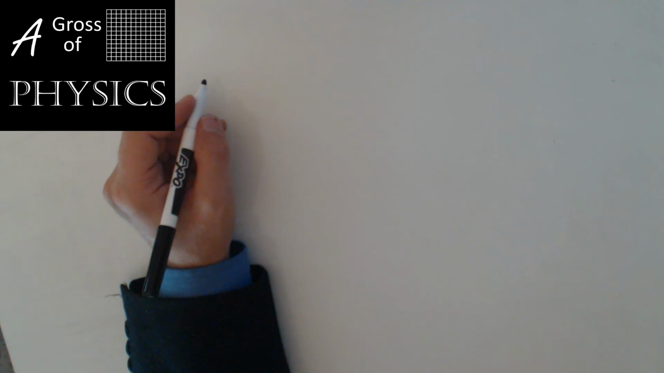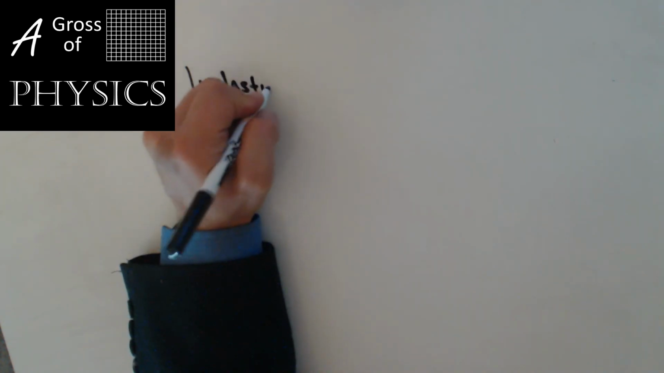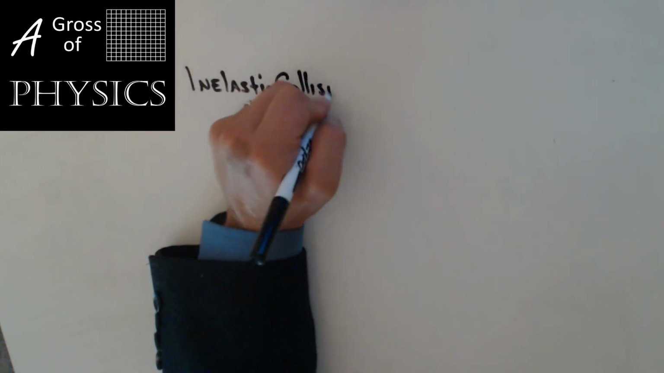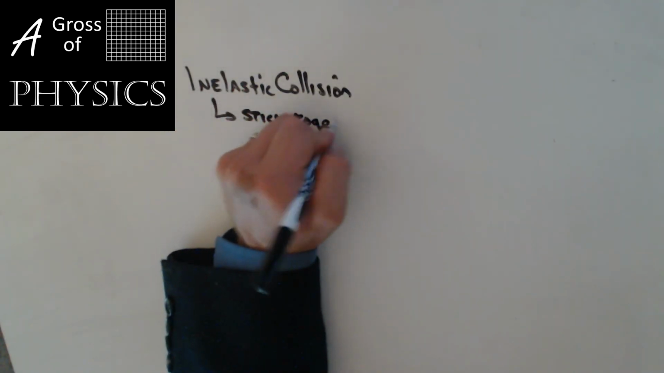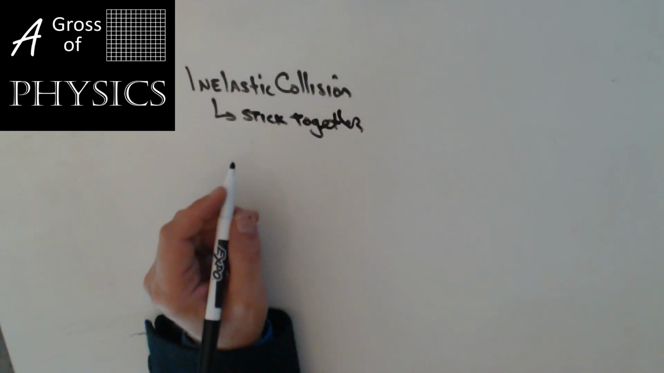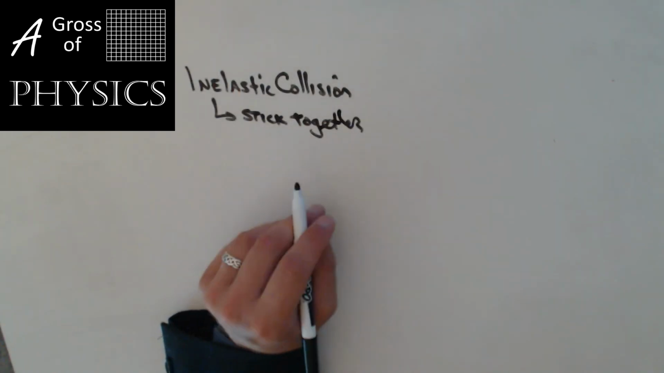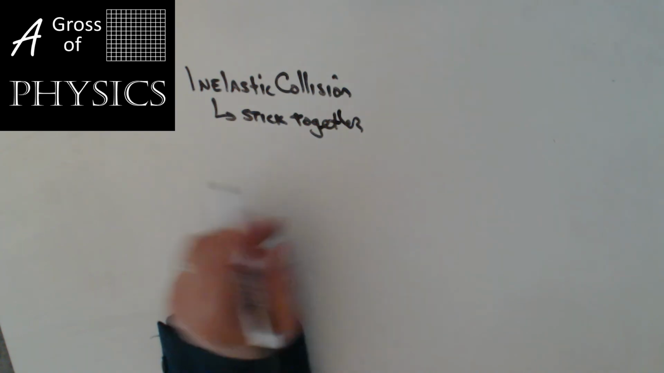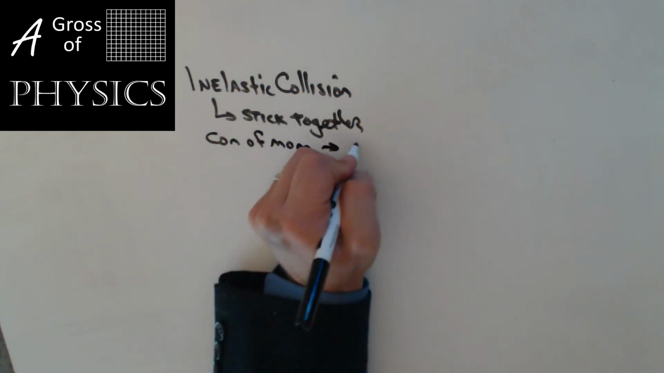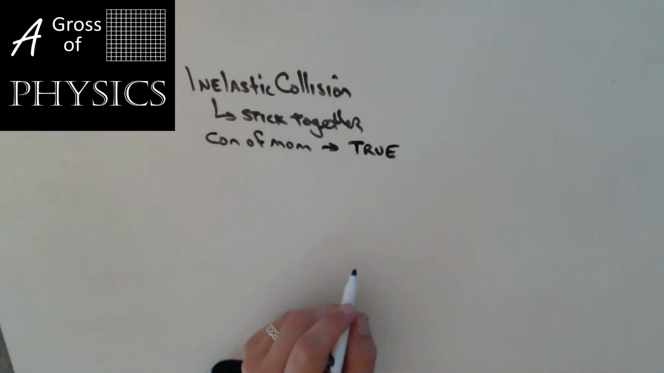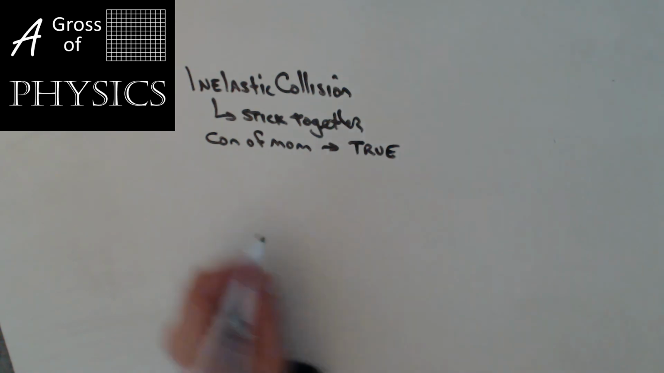All right, let's look at a problem where two objects are going to stick together. This would be an inelastic collision. And what will happen is the kinetic energy will actually be less than the original in that case. Conservation of momentum is still true. So what we can do is still calculate the final velocity of the objects after they stick together.